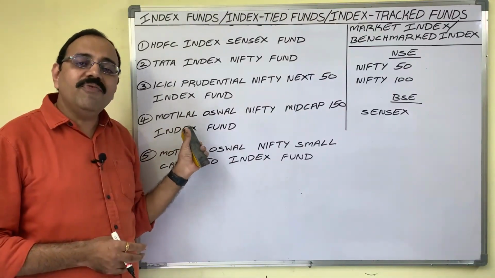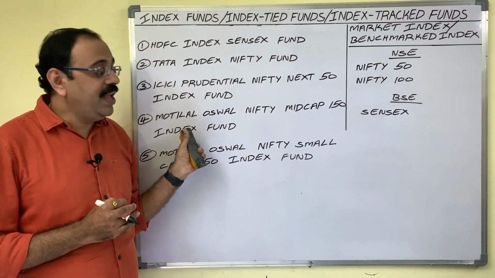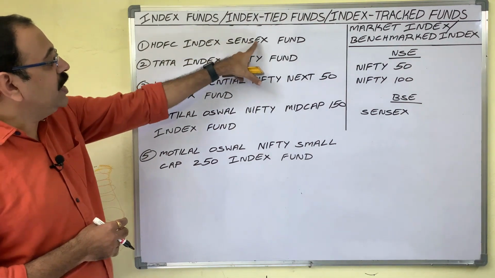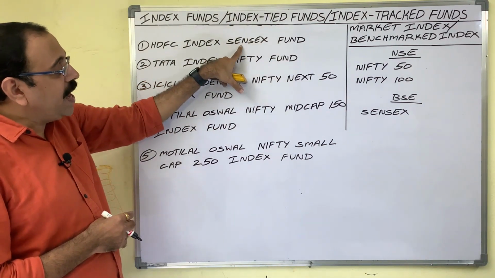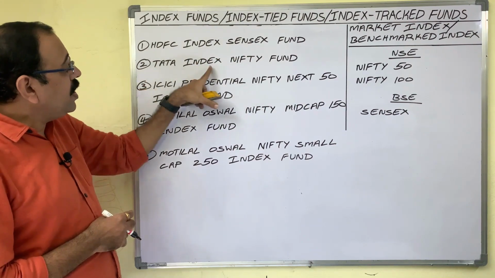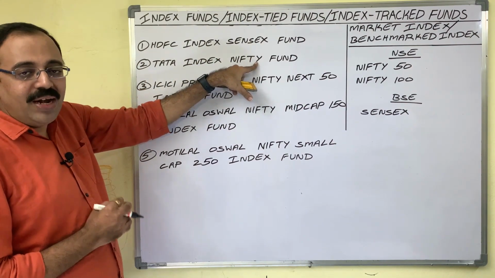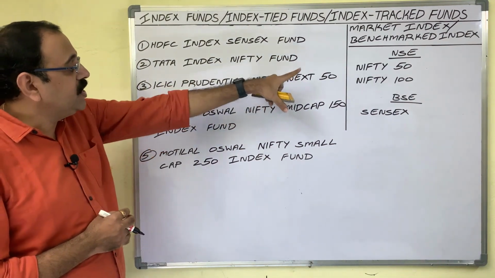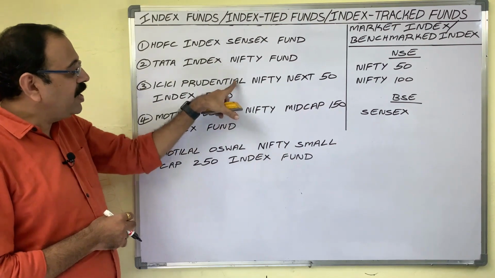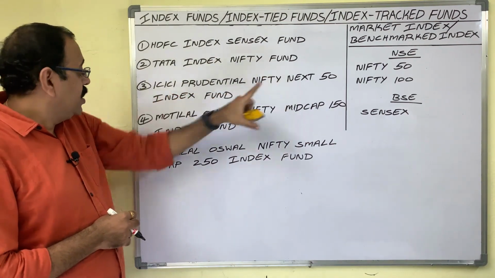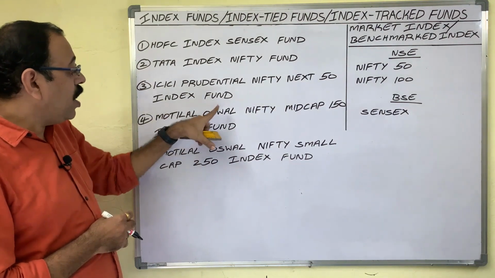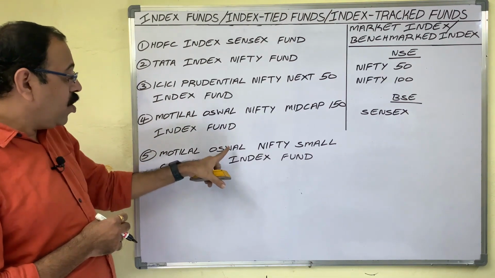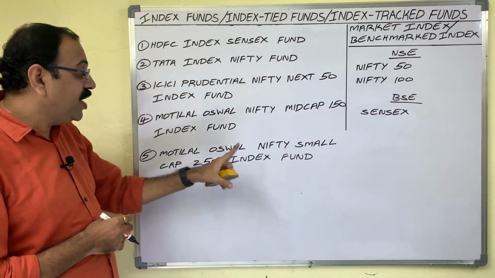By looking at the name of the index fund scheme, you can identify its benchmarked index. For example, HDFC Index Sensex Fund. So this fund tracks Sensex. Tata Index Nifty Fund. So this fund tracks Nifty 50. ICICI Prudential Nifty Next 50 Index Fund. This fund tracks Nifty Junior. Similarly, you have Motilal Oswal Nifty Mid Cap 150 Index Fund. Motilal Oswal Nifty Small Cap 250 Index Fund.